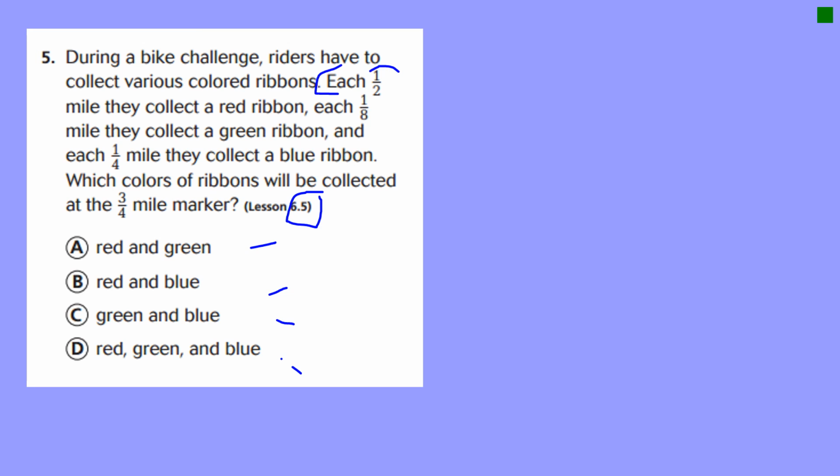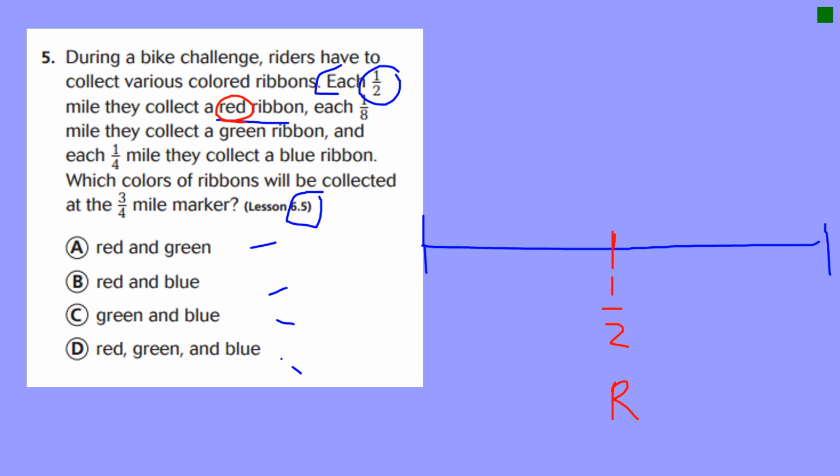Riders collect various ribbons right here. Each half mile, they get a red ribbon. So I'm going to do a little track right here. And at the 1/2, what do they get? Red. They get a red ribbon. I'm going to put an R there.